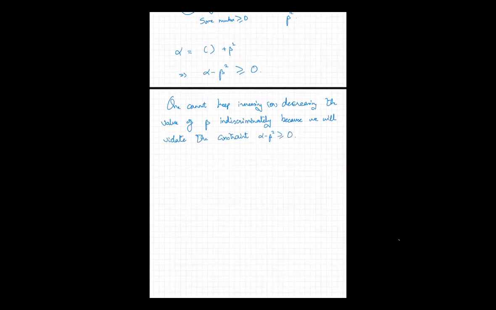So let us assume that there is a state in this Hilbert space. So there is a state with a maximum value of beta and a state with a minimum value of beta. Okay.